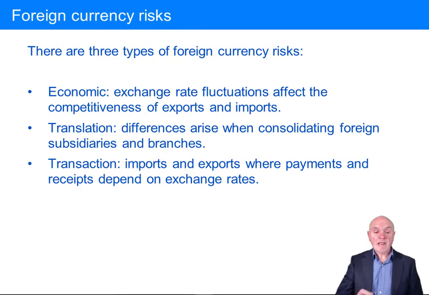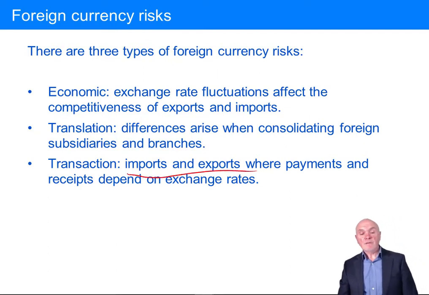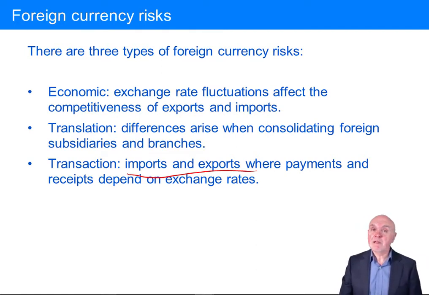And finally, and the main one, is transaction risk. This is imports and exports. You agree to export something this month, maybe you don't get the money for 2 or 3 months, and the exchange rate has varied over 2 or 3 months. There's great uncertainty and risk in actually determining what money is going to be paid into your bank account.